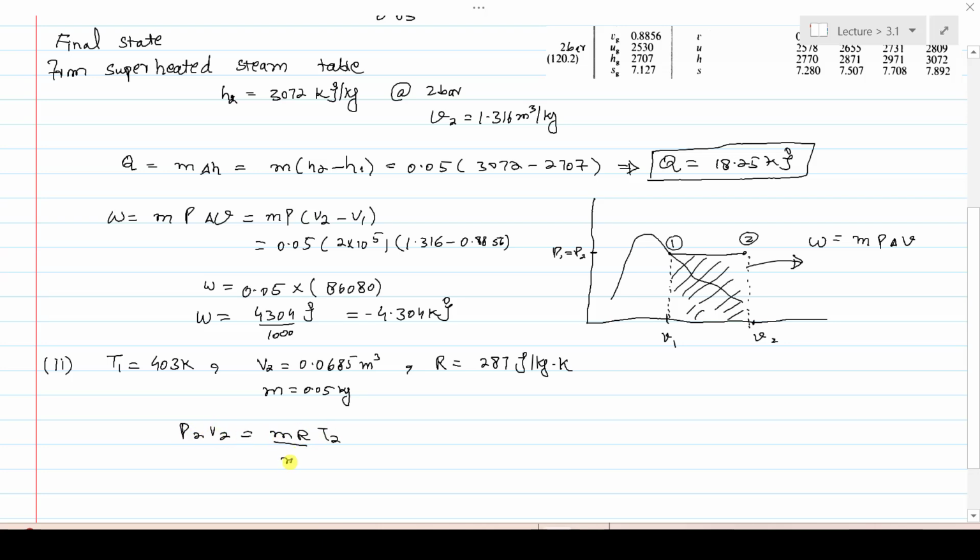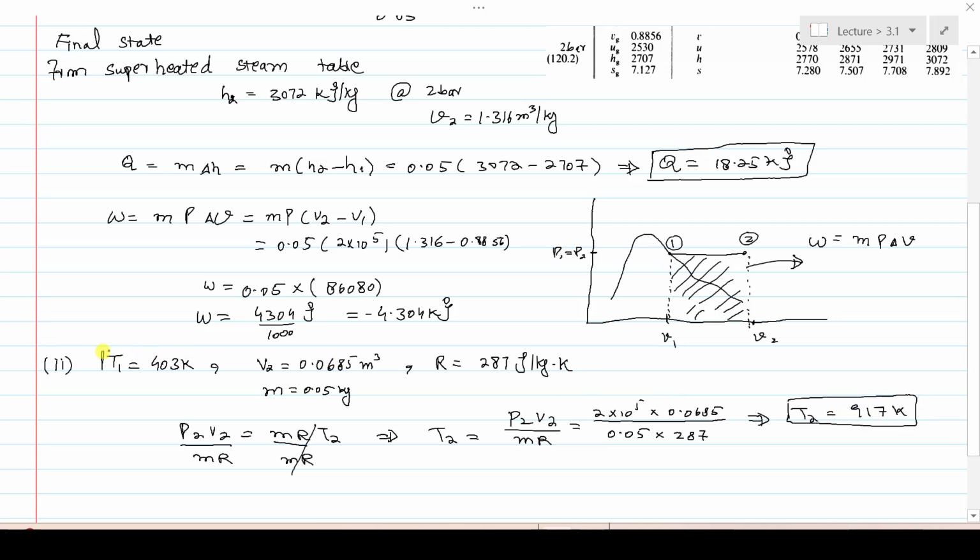Divide both sides by MR, so you can get the T2 value. Just simply enter the corresponding values. What is P2? That is 2 multiplied by 10 to the power 5. V2, that is 0.065. After solving this you will get the T2 value, and it is 917 Kelvin. Now the T1 value is already given. The T2 value has been calculated.